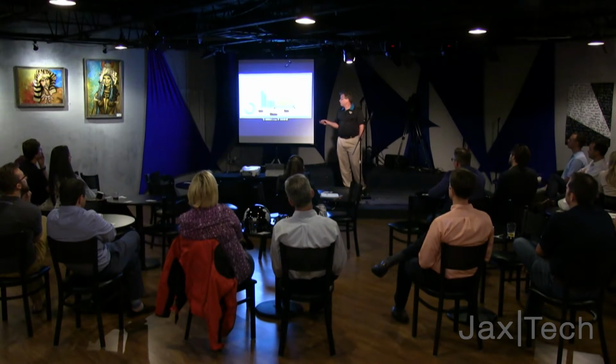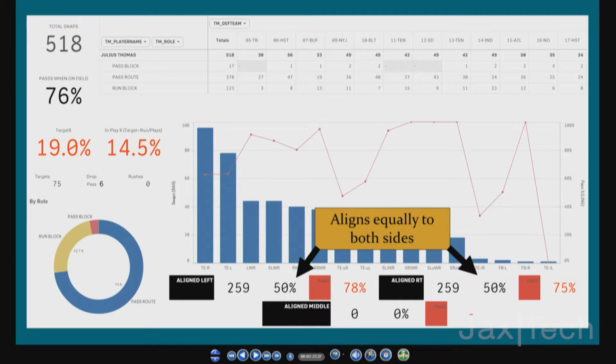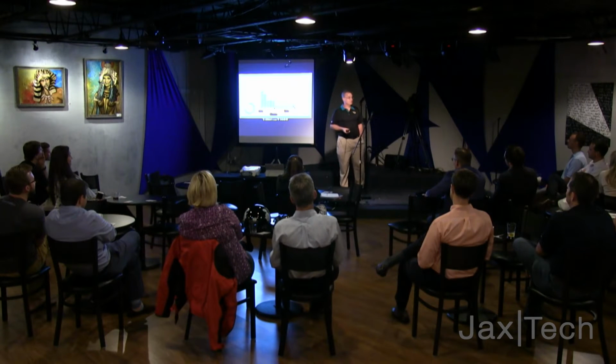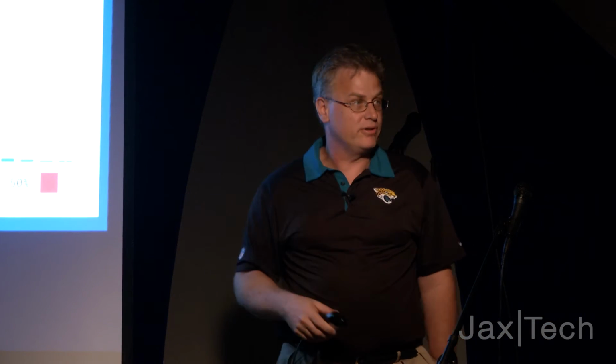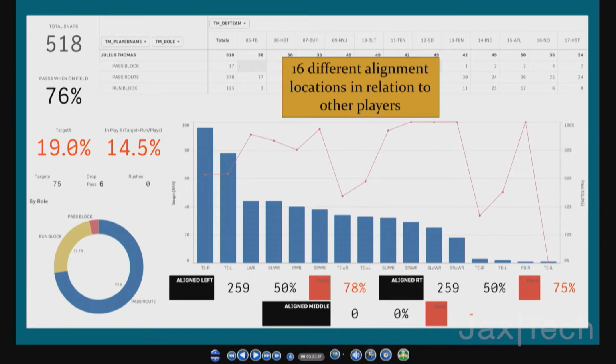We look at where he lined up. He lined up 259 snaps to the quarterback's left, 259 snaps to the quarterback's right. Don't ask me how that happened. When you talk 50-50, that's as close to 50-50 as you could get. There were 16 different locations that he lined up in relationship to other players.